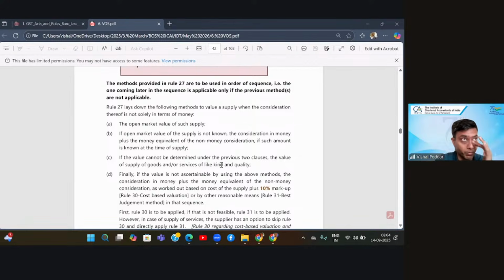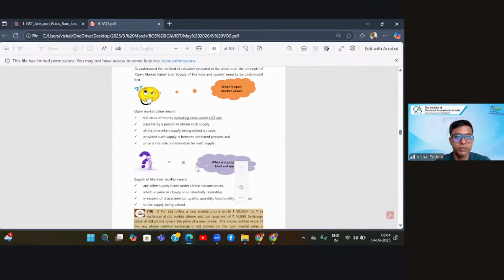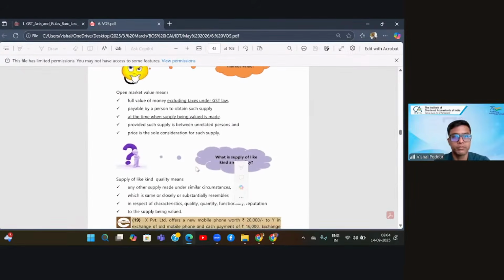Because in open market value, it says at the time when the supply being valued is made. So what is open market value? This is what I want to understand. You all can go back to the definition. I have no problem. The full value in money, excluding taxes under GST law, payable by a person to obtain such supply at the time when the supply being valued is made, provided such supply is between unrelated persons, and price is the sole consideration for such supply. So here I think it may not be valued correctly. So we will go to B.